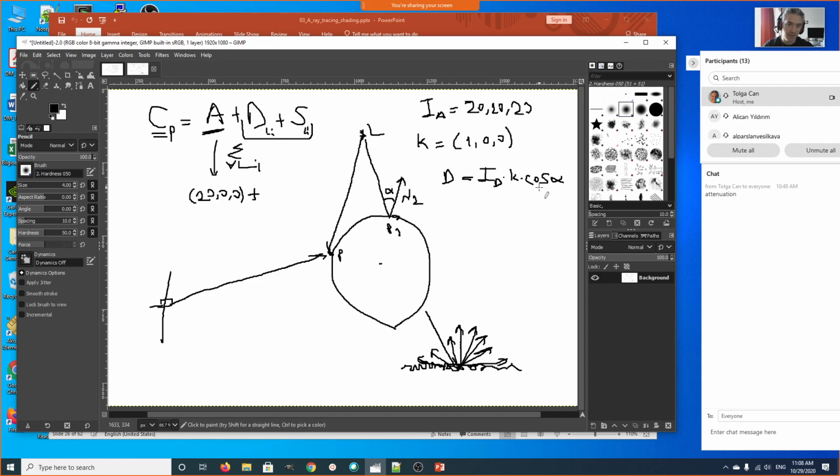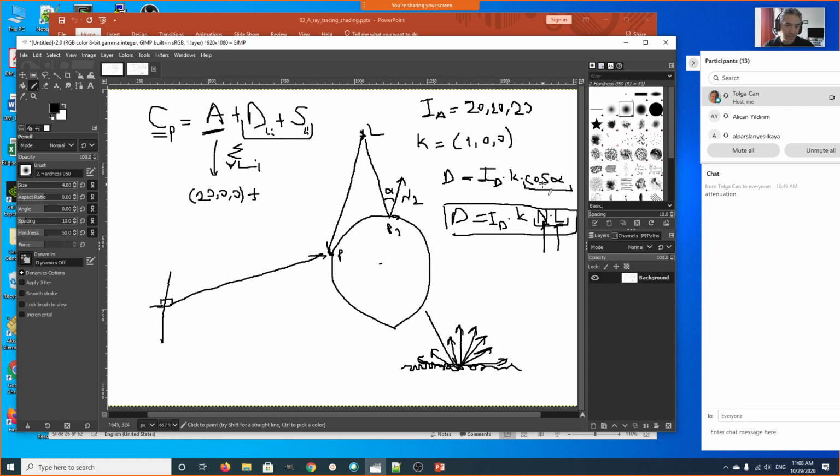And so how do I compute this cosine alpha? Any ideas? The dot product, right? If you take the dot product of your normal vector with the light vector here, and these are normalized, if their lengths are 1, if they are unit vectors, their dot product immediately gives me cosine alpha. Okay, so this is what the diffuse component is.